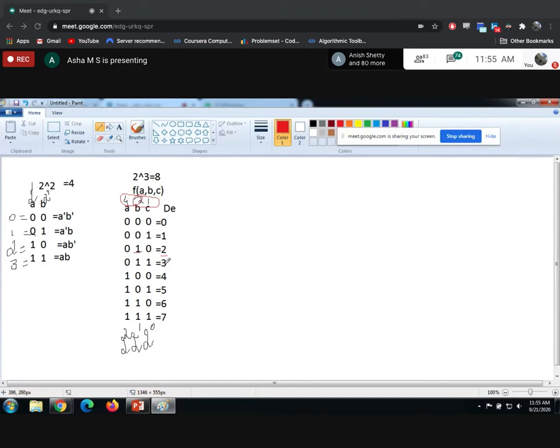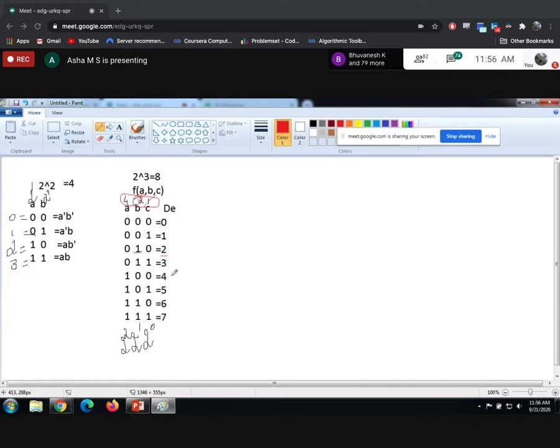Next we have decimal number 3. Decimal 3 means 2 plus 1, so B and C should be 1. The remaining bit is 0. Similarly 4: 4 means bit A should be 1, and the remaining 2 are 0. Next decimal is 5. 5 means 4 plus 1, so A and C are 1. The remaining is 0. Similarly 6: 4 plus 2, so C will be 0. 7 is 4 plus 2 plus 1, so all the 3 bits will be 1s. Okay. This is the way we are going to write the truth table.